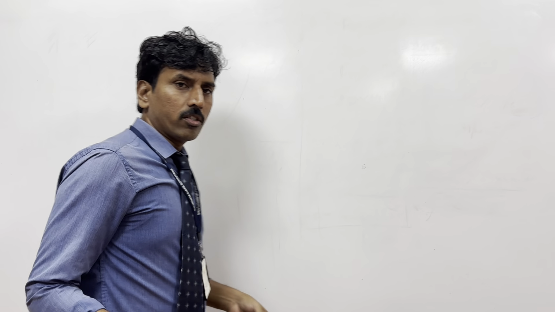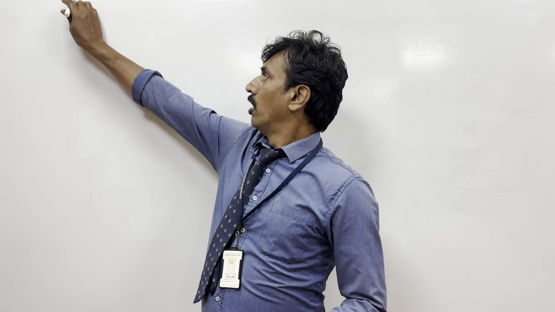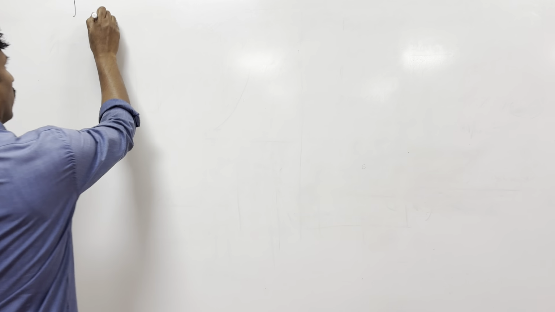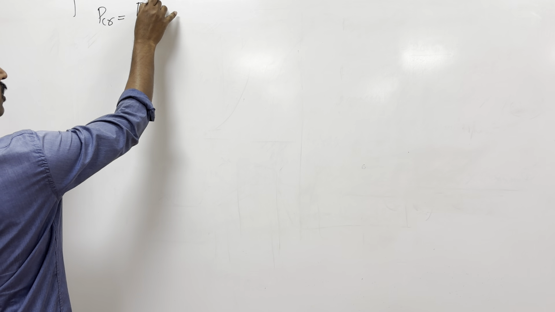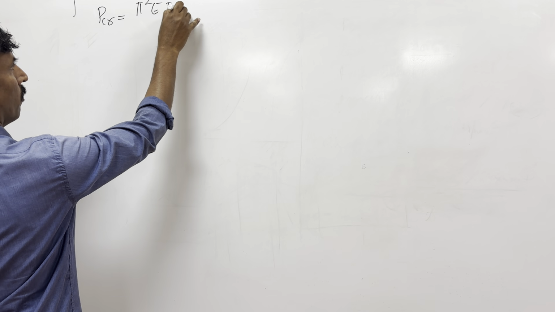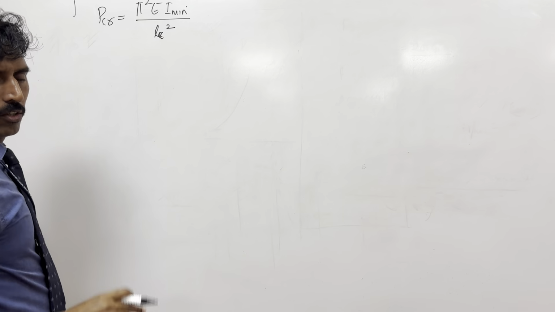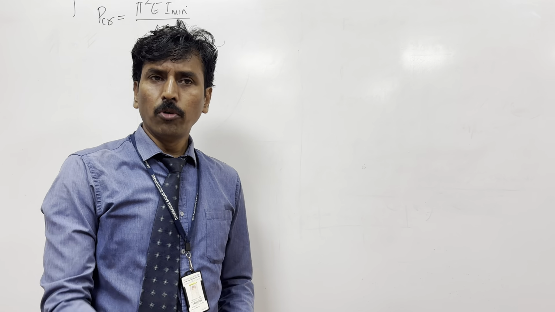Okay, we just now mentioned that Euler's formula, which is given by PCR is equal to pi square E I minimum divided by effective length square, cannot be used for short columns. What formula should we use?